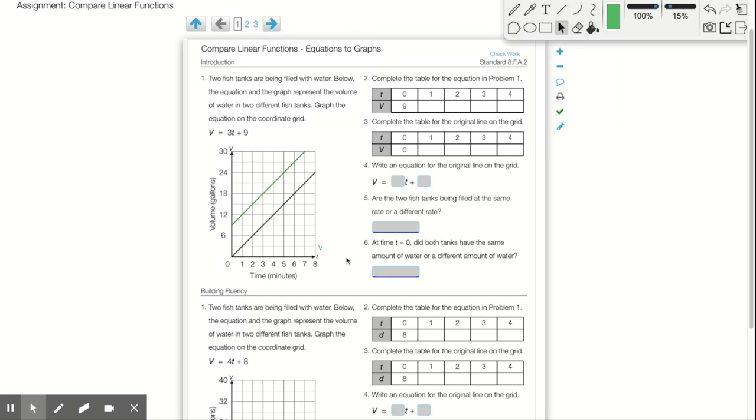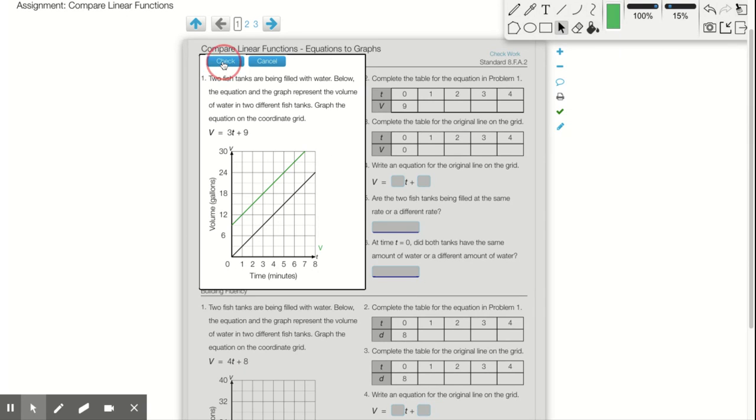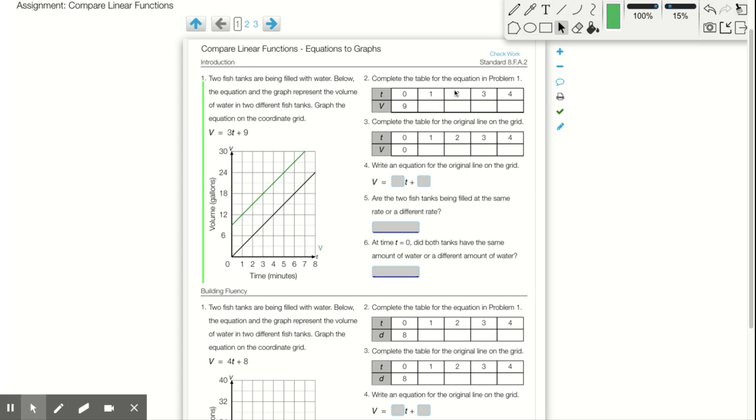All right. So we did that, number 1. Let's check it. That's correct. Complete the table for the equation in problem 1. Here's the equation. V is equal to 3t plus 9. So when t is 0, that means the volume was 9. That's the y-intercept. Now when it's 1, 3 times 1 plus 9 is 12. Well, you can look on here. When t is 1, it's at 12.